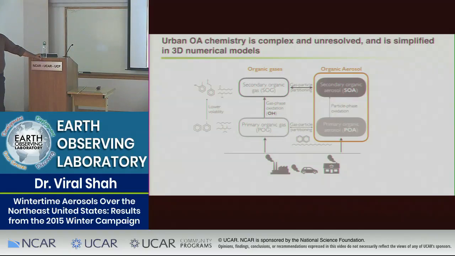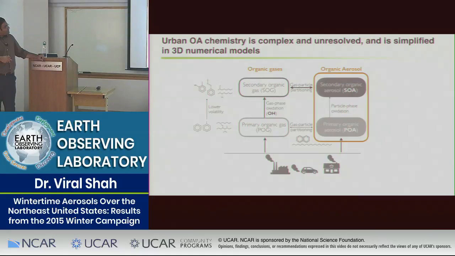Organic aerosols are classified by their sources. So we have POA, primary organic aerosols, which are emitted directly from sources like residential wood combustion, smoke, etc. And then there are secondary organic aerosols that are formed in the atmosphere from oxidation in the gas phase or in multi-phase processes. Now, each of these, SOA and POA, have their gas phase counterparts. We just call them POG, SOG.